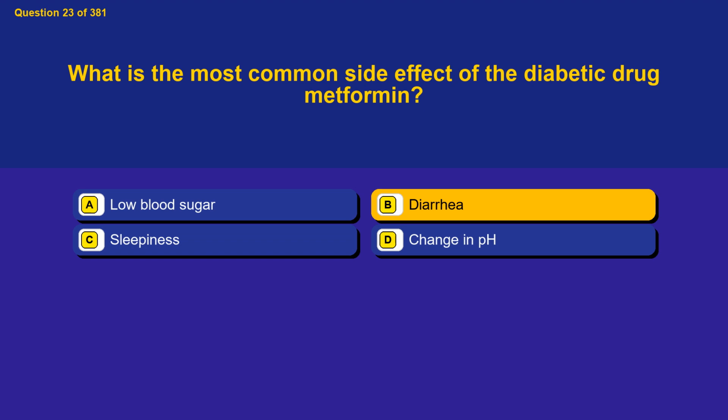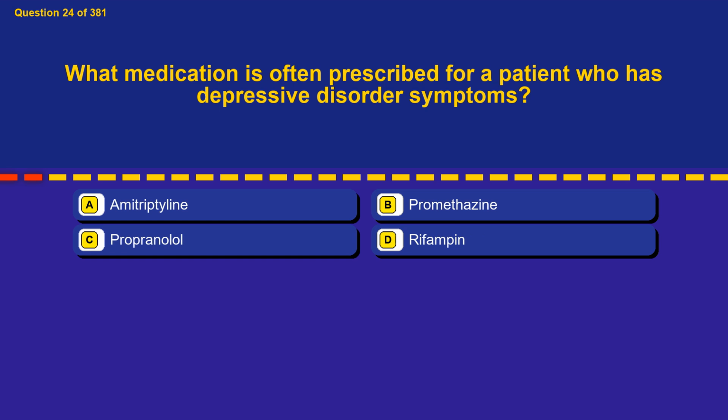The correct answer is option B. Diarrhea. Question 24. What medication is often prescribed for a patient who has depressive disorder symptoms? Option A, amitriptyline. Option B, promethazine. Option C, propranolol. Option D, rifampin.